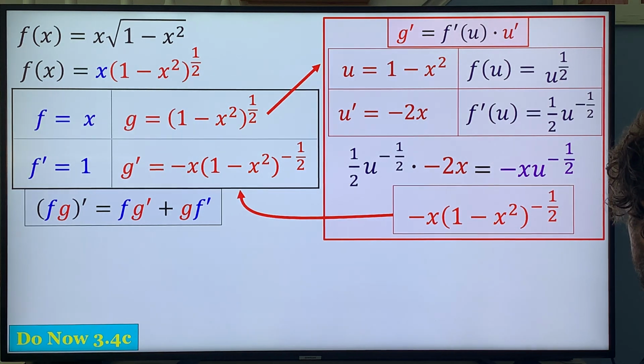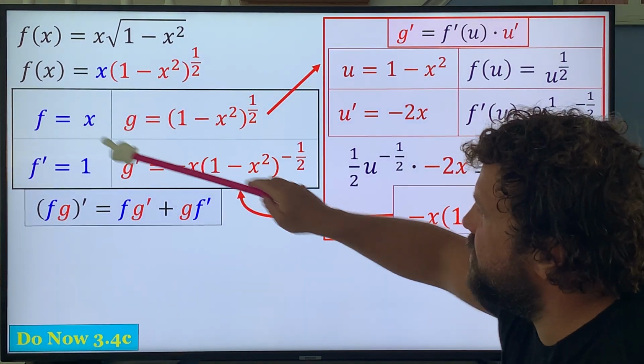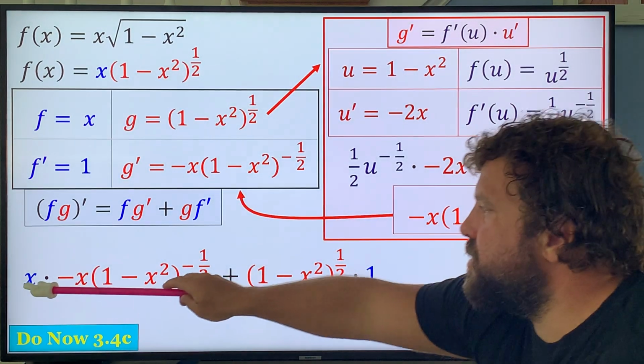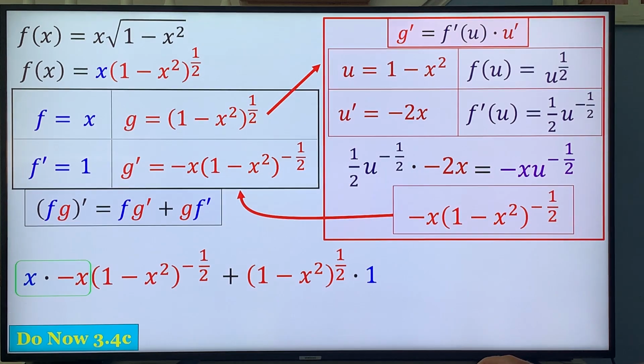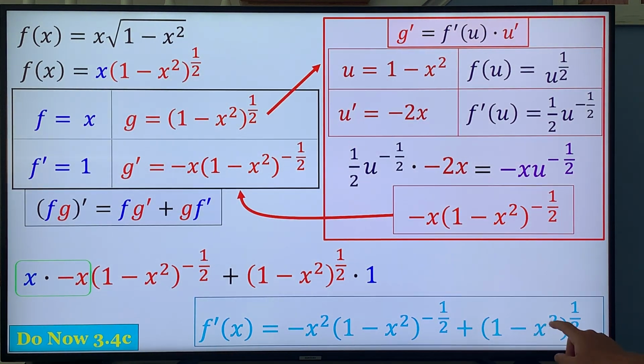All right? X times negative x, 1 minus x squared to the negative 1/2. So these become negative x squared, 1 minus x squared to the negative 1/2, plus 1 minus x squared to the positive 1/2. All right?